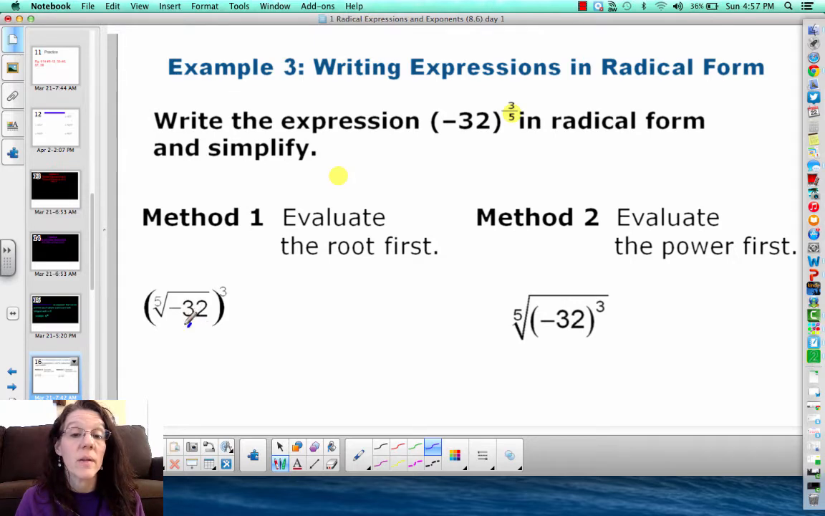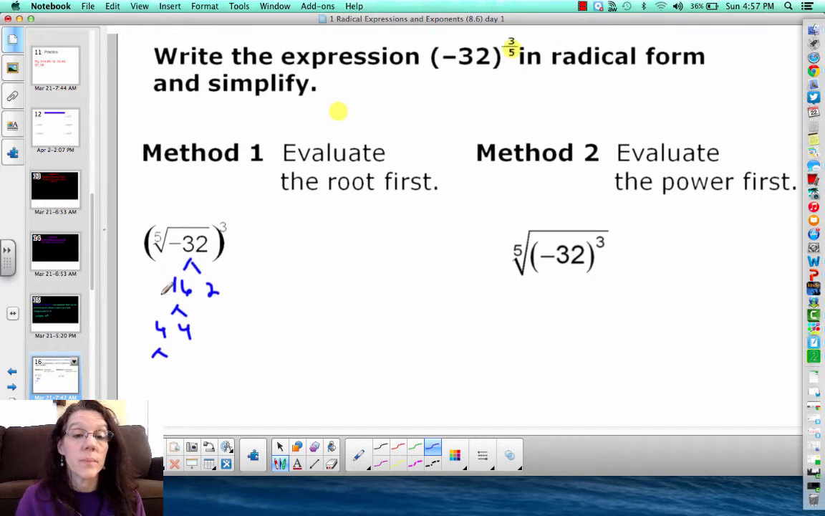We can either break it down. We can say 32 is 16 times 2. 16 is 4 times 4. And each of those 4s can be broken down into 2 times 2. Now, this is the 5th root of negative 32. So one of these has to be negative here. We'll actually talk about that negative sign at the end.